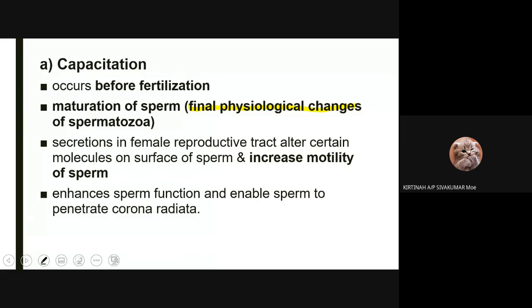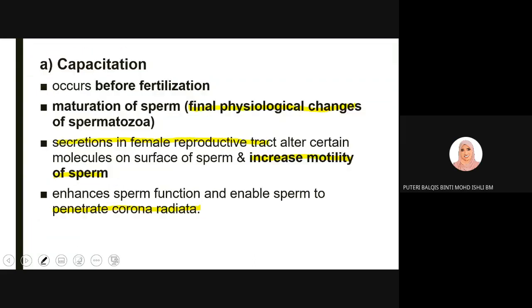There are also secretions in the female reproductive tract that will alter the molecules, the lateral movement of cholesterol and the membrane fluidity, so that the sperm can penetrate the ovum, and will increase the motility of the sperm. It helps them move faster. After all these physiological changes, it will be easier for the sperm to penetrate the corona radiata, which is the outermost layer of the ovum, the secondary oocyte. Good. Very good.